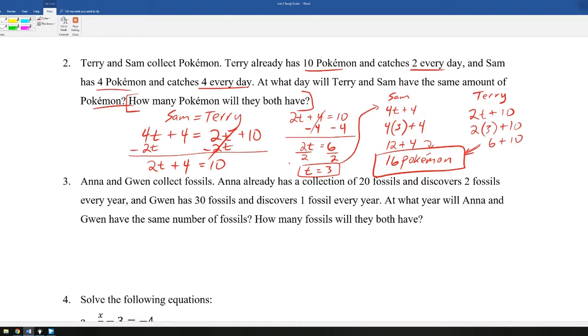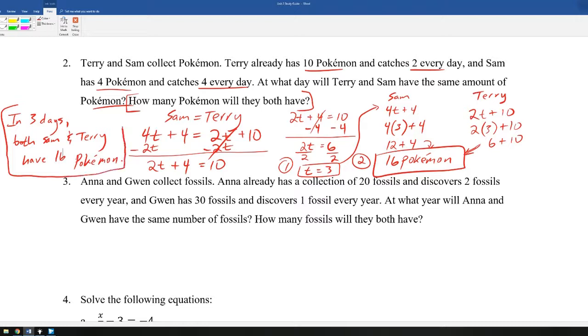All right, so that was part 1 of the question here, and how many days, and then part 2 was how many. So in sentence form, you could always write, in 3 days, comma, both Sam and Terry have 16 Pokemon. All right, so that would be the ideal answer, or the way to state it.